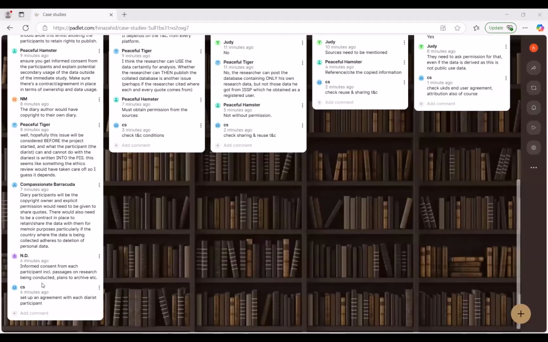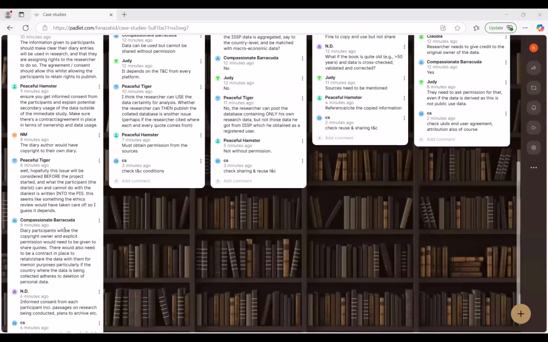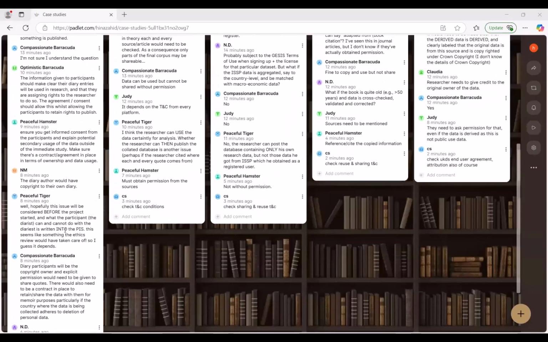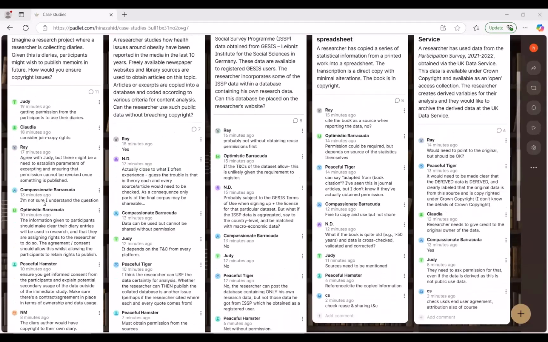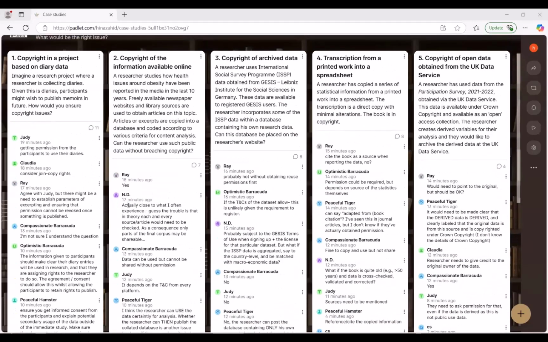And as some of you have mentioned, setting up an agreement with each diary participant would be a great idea, and it would be less hassle later on. And in terms of the ownership, yes, everything needs to be decided upfront before the project begins. So exactly three things: consent, permission, and everything that needs to be agreed upon should be decided before the project begins. So thank you very much for all the comments and answers.